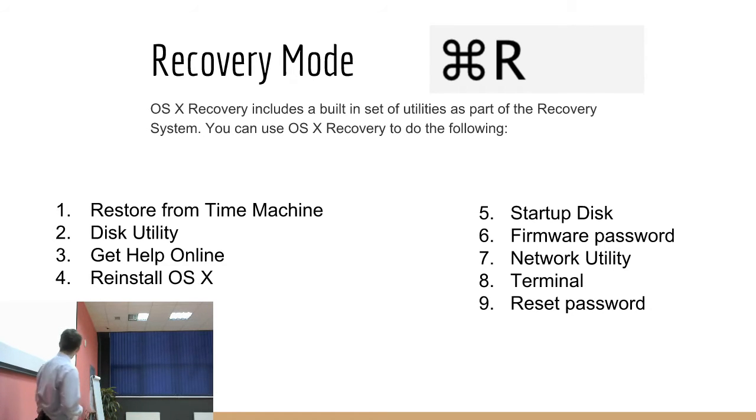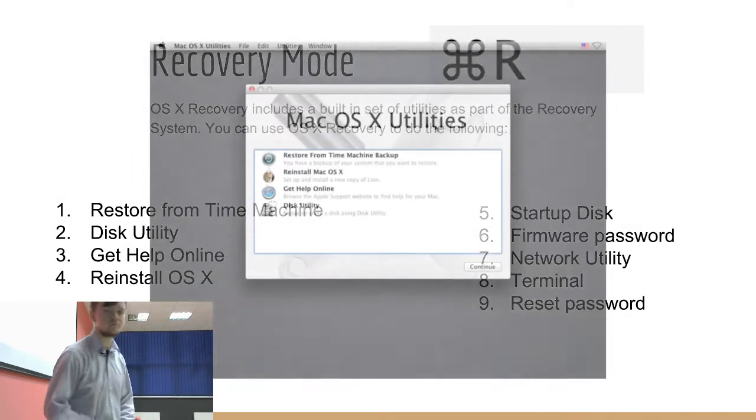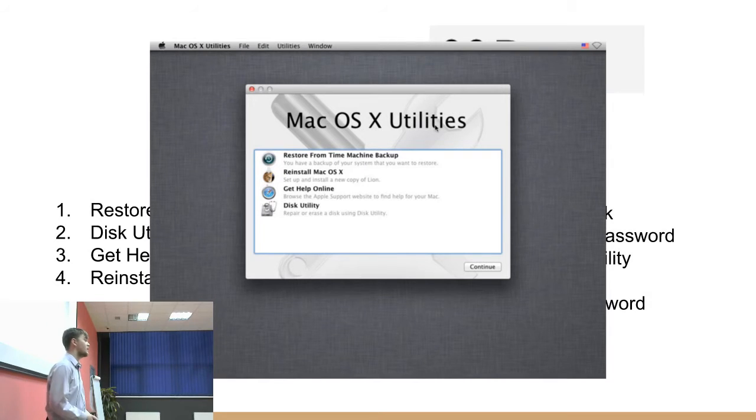9? Yes, 9 utilities. When you go to your recovery mode, you will see this menu. This is the main menu of recovery mode. In Mac OS X Utilities, you can see restore from Time Machine backup, reinstall, get help online, disk utility. These are 4 main ones.